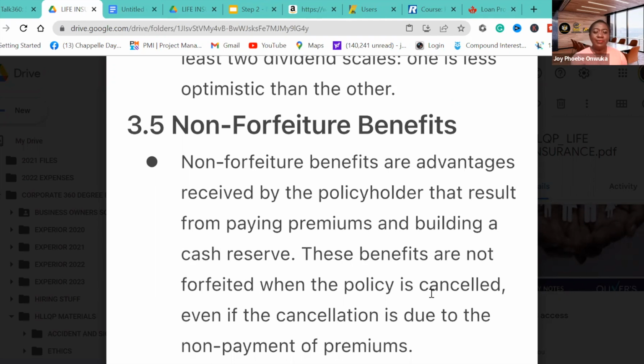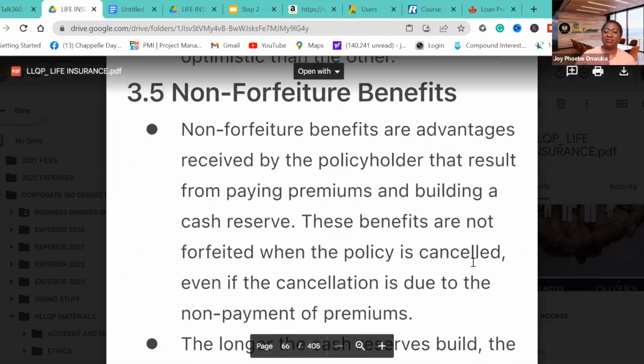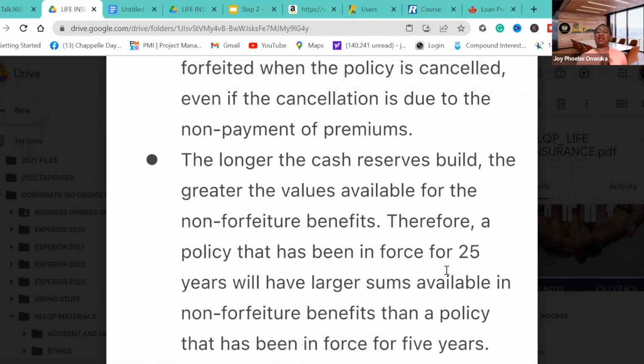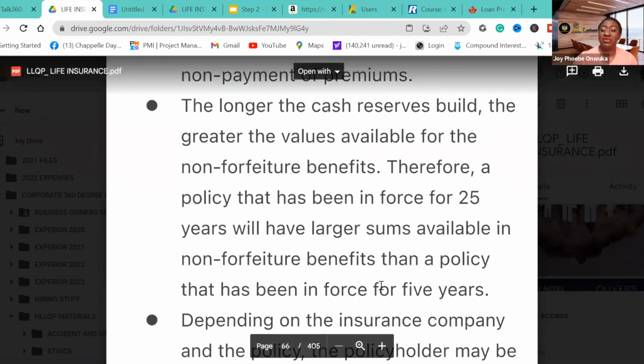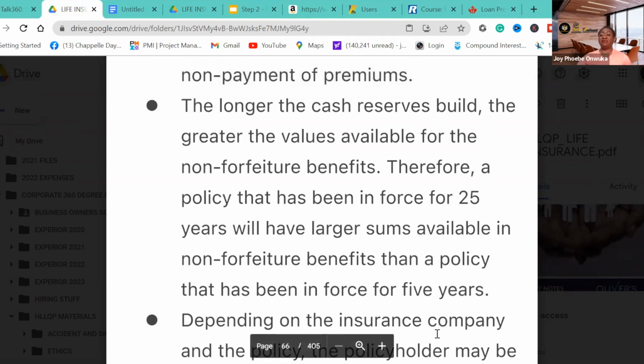Now, non-forfeiture benefits. Non-forfeiture benefits are advantages received by the policyholder that result from paying premiums and building a cash value. Now, these benefits are not forfeited when the policy is cancelled, even if the cancellation is due to non-payment of premium. Okay, the longer the cash reserve builds, the greater the value available for the non-forfeiture benefit. Therefore, a policy that has been in force for 25 years will have a larger sum available in non-forfeiture benefits than a policy that has been in force for 5 years.